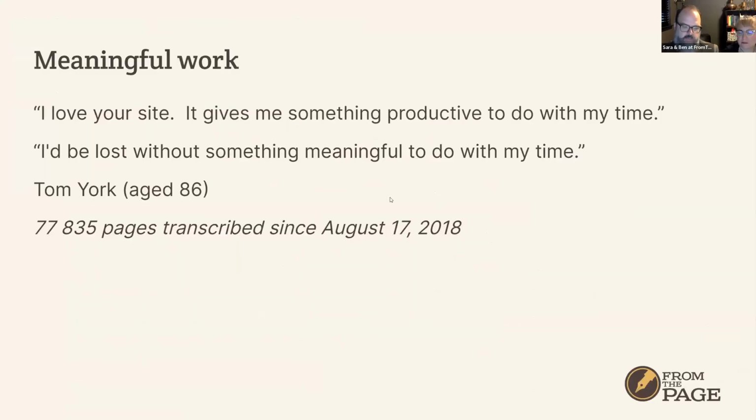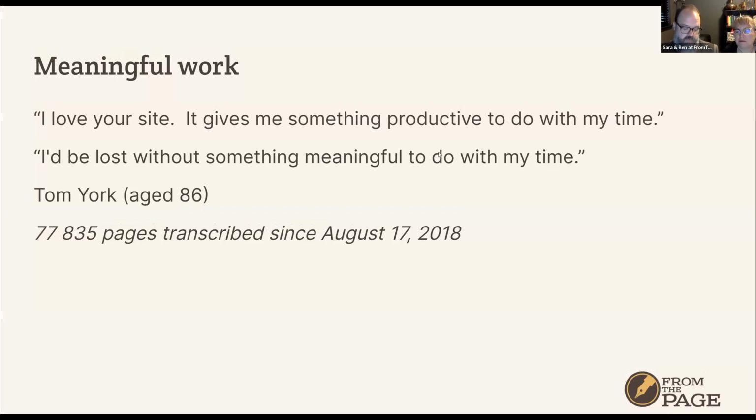Finally, transcribing documents provides meaningful volunteer work to people who are elderly, homebound, or retired, and I just wanted to illustrate that with some quotes from Tom York, a volunteer who spends several hours a day working on projects at the Indiana State Archives. Since 2018, he's transcribed 77,000 pages. He's very active, he's very dedicated, and this provides a really important part of his day.